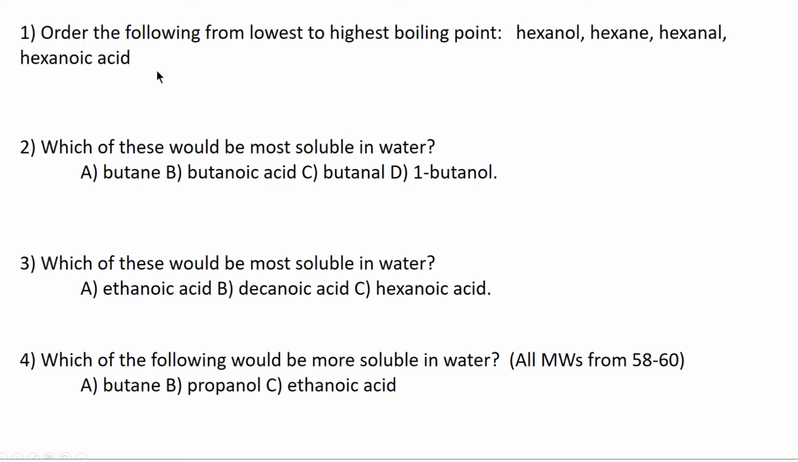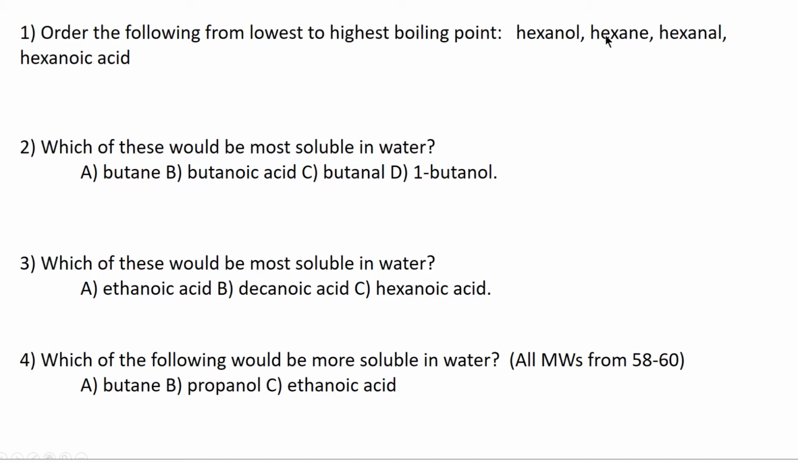All right, so let's do a few practice problems. Let's order the following from lowest to highest boiling point: hexanol, hexane, hexanal, and hexanoic acid. All of them have the same number of carbons, so we can ignore that. The biggest factor that's changing is the functional group. OL is an alcohol, ANE is just a carbon-hydrogen chain or alkane, AL means you're dealing with an aldehyde, and oic acid are those carboxylic acids.